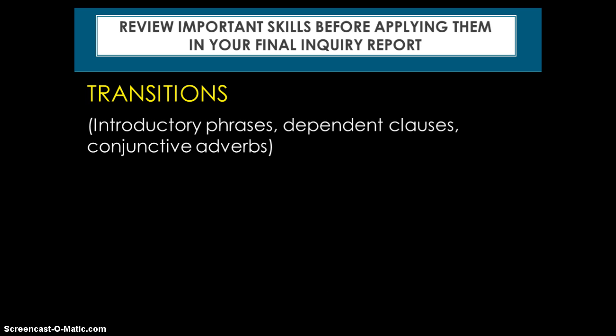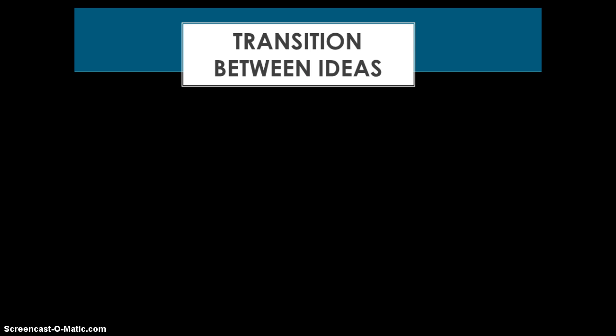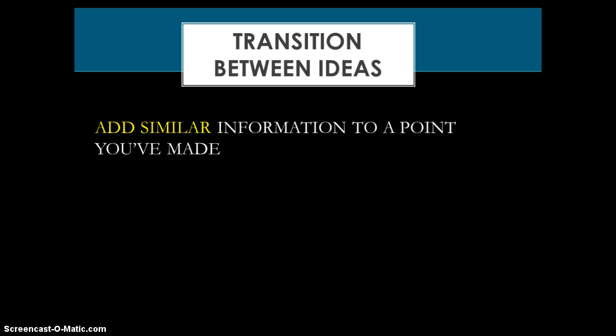Remember, there are 3 different types of transitions you can use. Those would be those introductory phrases, dependent clauses, and conjunctive adverbs. So if you want to transition between ideas, you'll be looking at how to add similar information to a point you've already made. Let's say you gave one piece of evidence on why e-cigarettes are beneficial to people, and then you want to add more. You'd need a transition to go from one piece of information that's similar to another.